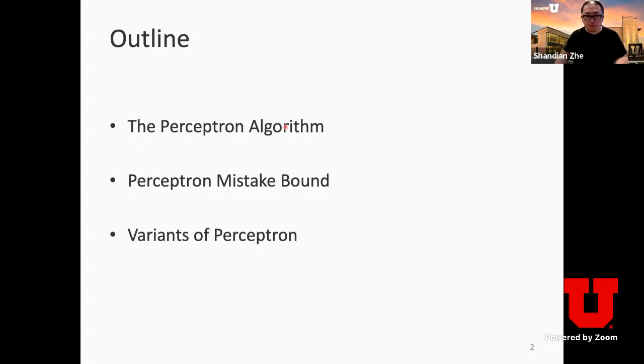And finally, based on the standard framework of the perceptron, we'll introduce a few variants of the perceptron, like what we introduced for the decision tree, to improve the robustness and make it generalize better than the original perceptron algorithm.